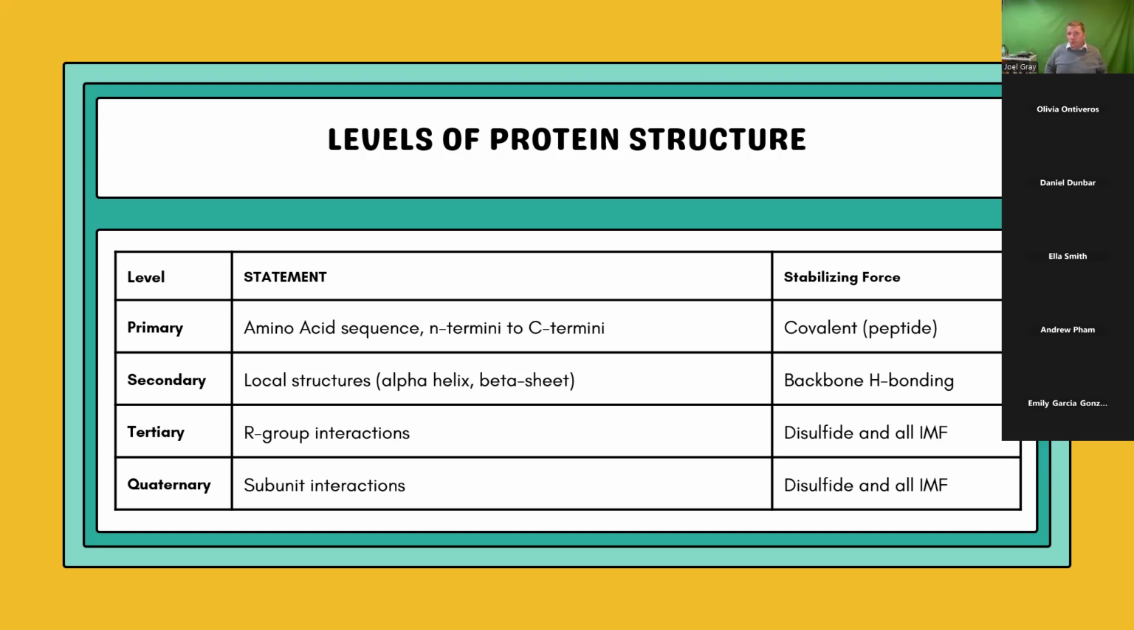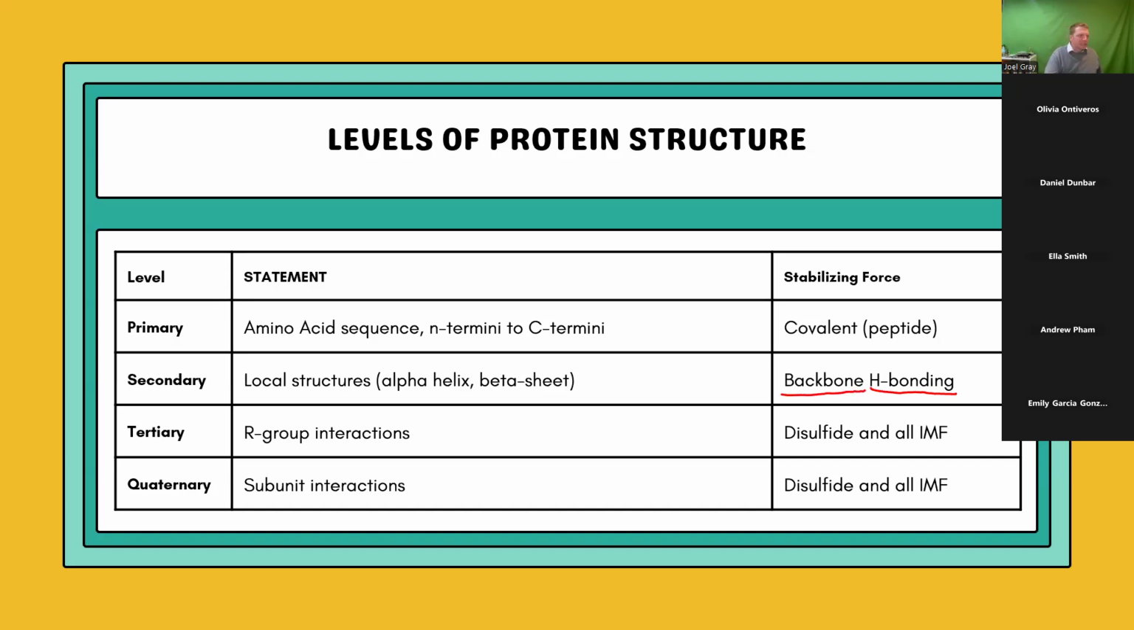And specifically, we've talked about peptide bonds that hold together the primary structure of a protein. The secondary structure is kind of your next level. These are known as your local structures, and your local structures are commonly known as an alpha helix or a beta sheet. These are held together by backbone hydrogen bonding. Now, this is an important qualification. It's not hydrogen bonding, but backbone hydrogen bonding.